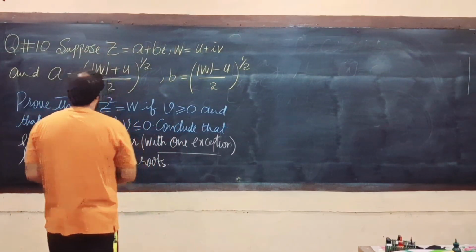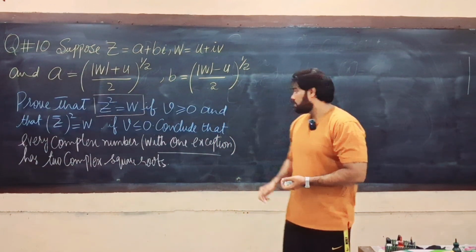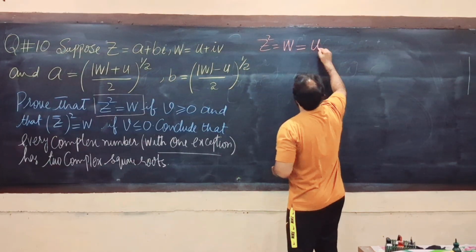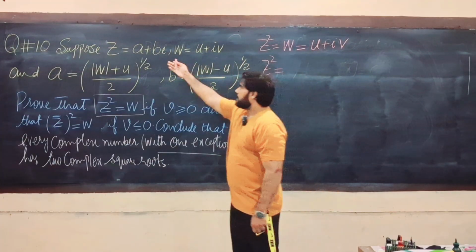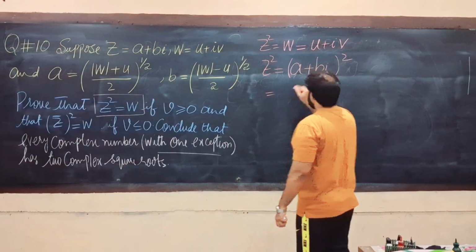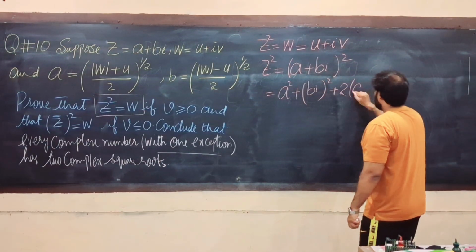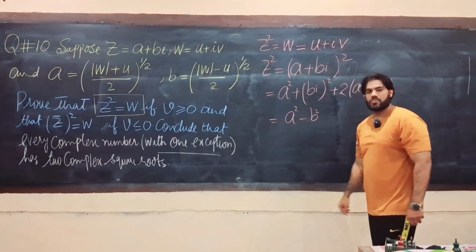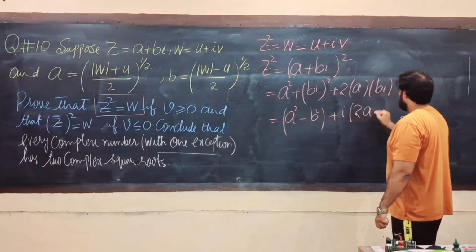So firstly, we will prove this identity: z square is equal to w. We have to prove z square equals w, and w is equal to u plus iota v. We take z square; as z is a plus b iota, this becomes (a plus b iota) square. Expanding the square, we have a square plus b square iota square plus 2ab iota. This is equal to a square minus b square, because you know iota square is minus 1, plus iota 2ab.